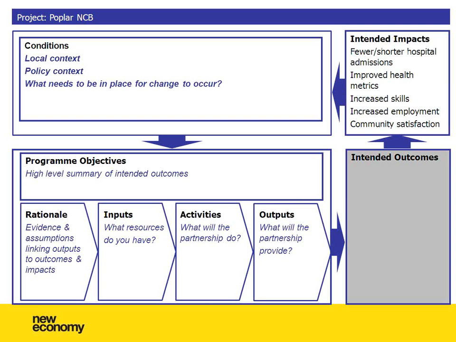So, in the top right-hand box there, you see I've just listed those headline impacts. I should say at this point, this is a simplification of the Poplar approach. I haven't listed all the impacts, all the outcomes they identified. I just want to give you a flavour of how they went about completing their logic model. So, stepping back from those impacts then, what are the outcomes the Poplar team needed to deliver for their clients, their residents, to deliver those impacts?